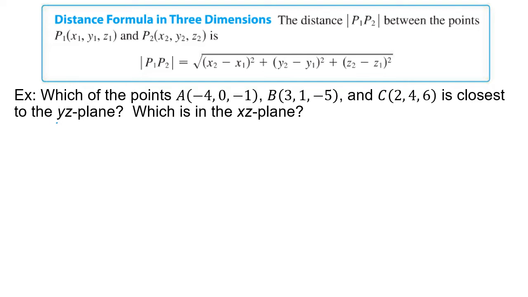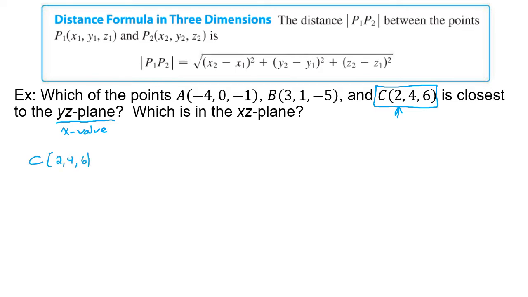When it says which one is closest to the YZ plane, you're looking at the x value. Which x value is closest to 0? You have a -4, a 3, and a 2. This 2 is only 2 units away from 0. It's all based on that 2 right there. And so the one that's closest to the YZ plane is the C point, the 2, the 4, and the 6.